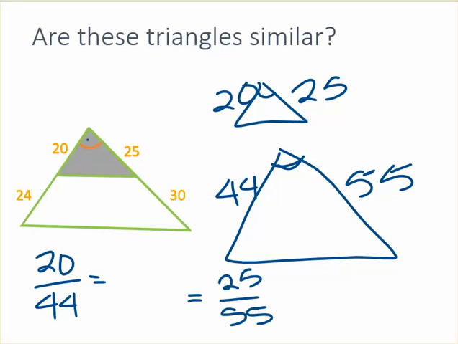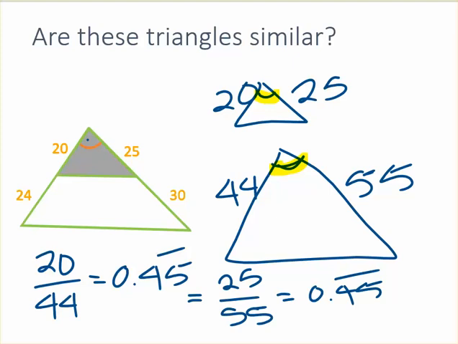20 divided by 44 is 0.45 repeating. 25 divided by 55 is also 0.45 repeating. Okay, so I have two pairs of proportional sides. I also have the overlapping reflexive angle. So that means that yes, these are similar by side-angle-side.